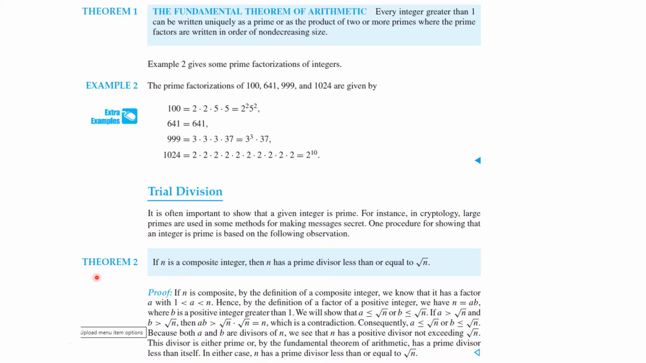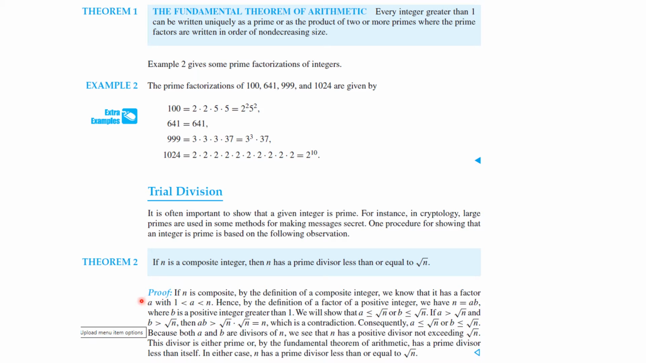Now, here's an early result that was proven many years ago. If n is a composite integer, then n has a prime divisor less than or equal to the square root of n. Now, what that means is you only have to look up to the square root of n to try to find a divisor. And if you don't find one, looking up to the square root of n, that means it's a prime number. And so this allows you to do a brute force trial and error up to the square root of n. But let's look at the proof of this.